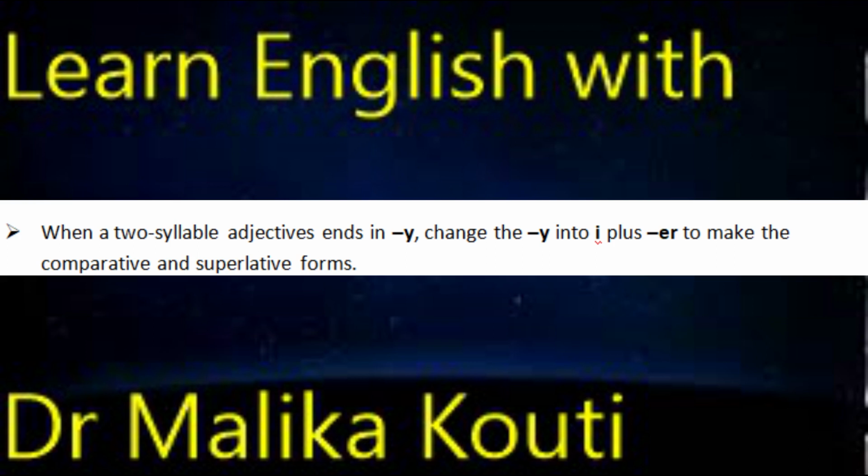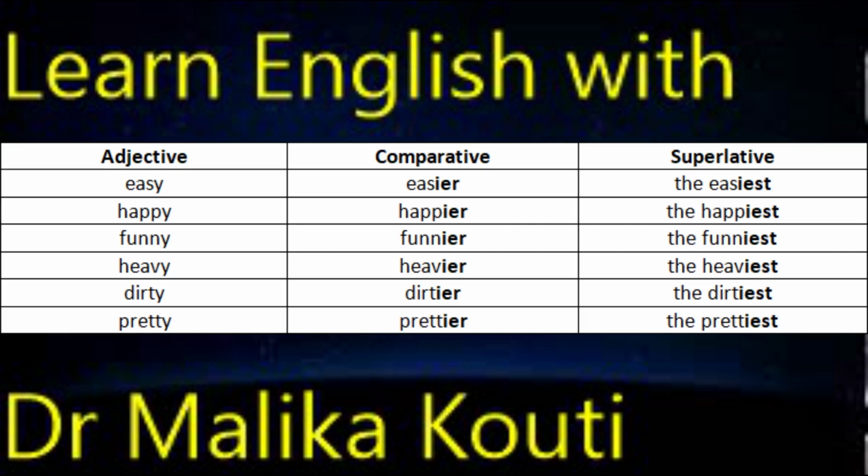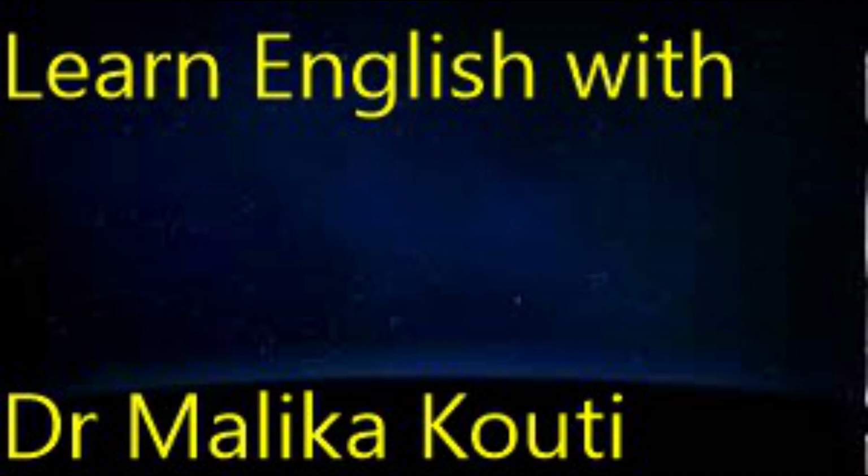Great. Another rule. When a two-syllable adjective ends in y, change the y into i plus er to make the comparative and superlative forms. Example, easy, easier, the easiest. Happy, happier, the happiest. Funny, funnier, the funniest. Heavy, heavier, the heaviest. Dirty, dirtier, the dirtiest. Pretty, prettier, the prettiest.